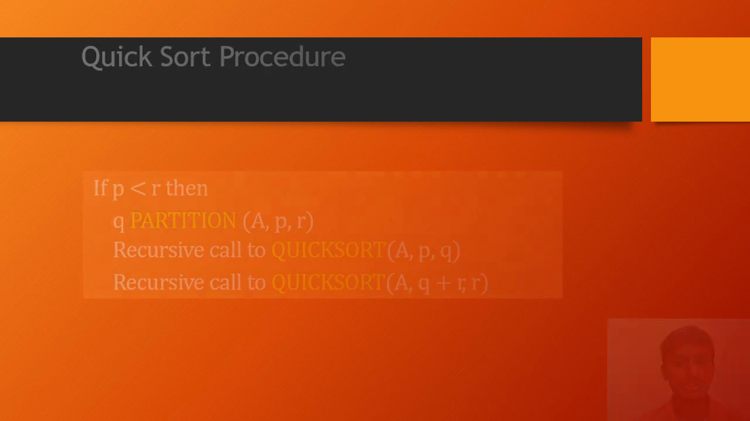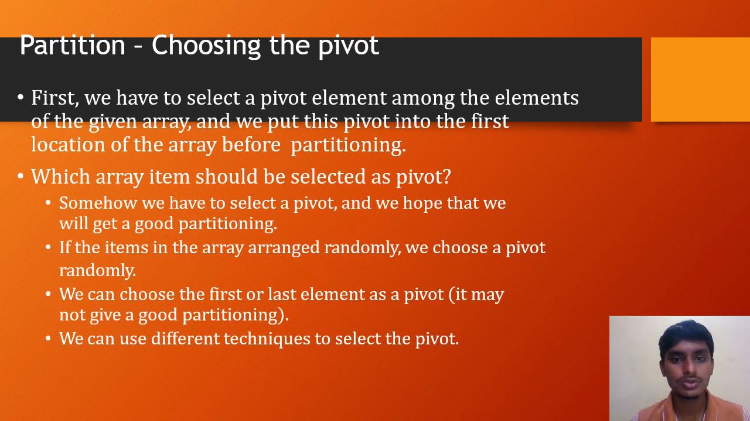Partition: choosing the pivot. Firstly, we have to select a pivot element among the elements of the given array, and we have to put the pivot into the first location of the array before partition. Which array item should be selected as pivot? Somehow we have to select a pivot so that we get a good partition. If the items in the array are arranged randomly, we choose a pivot randomly. We can choose the first or last element as a pivot. We can also use different techniques to select the pivot.